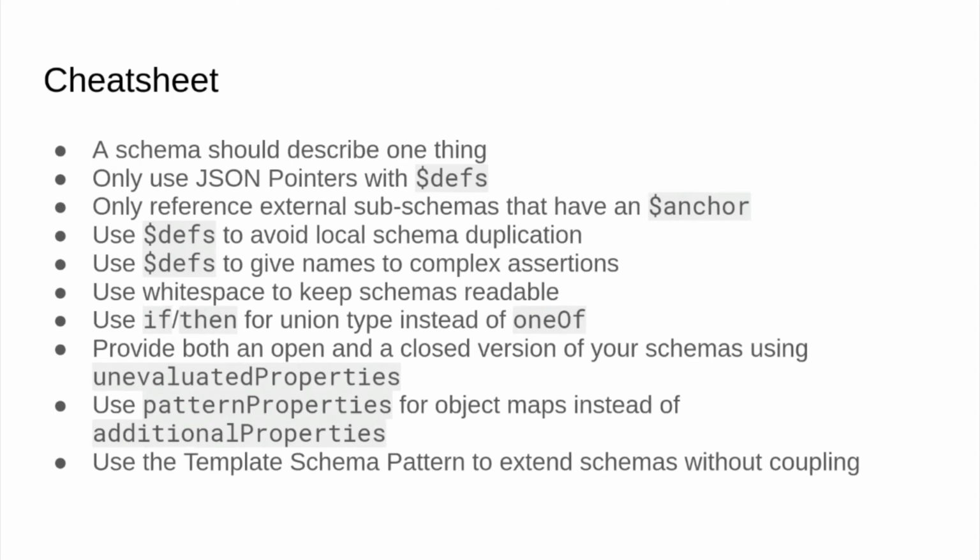Use if-then for union types instead of one of. Provide both an open and closed version of your schema using unevaluated properties. Use pattern properties for object maps instead of additional properties. Use the template schema pattern to extend schemas without coupling.